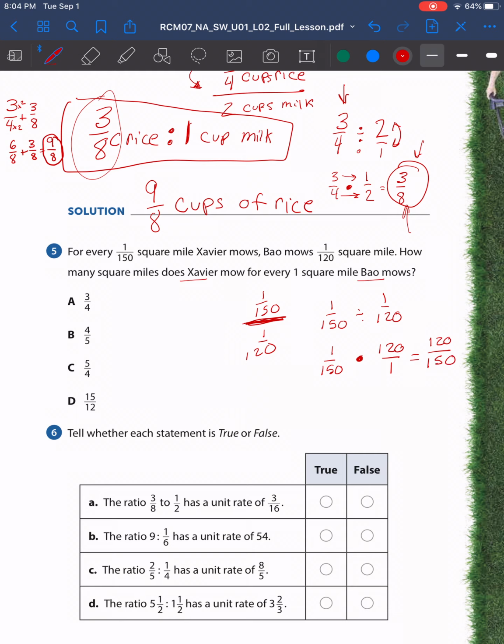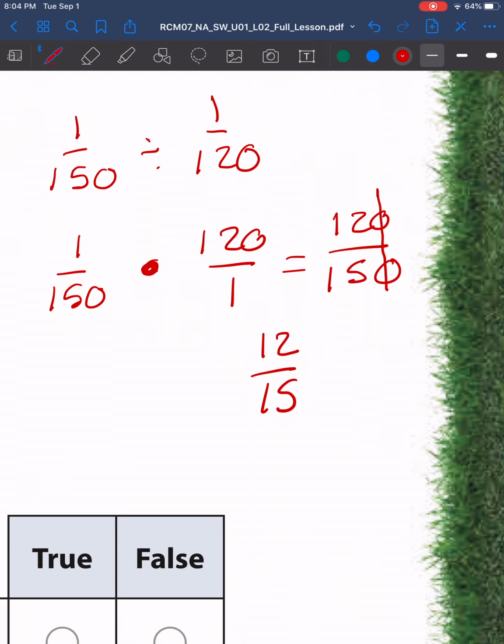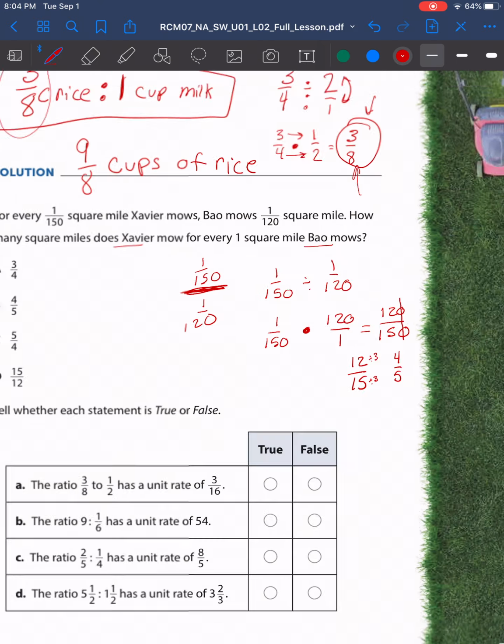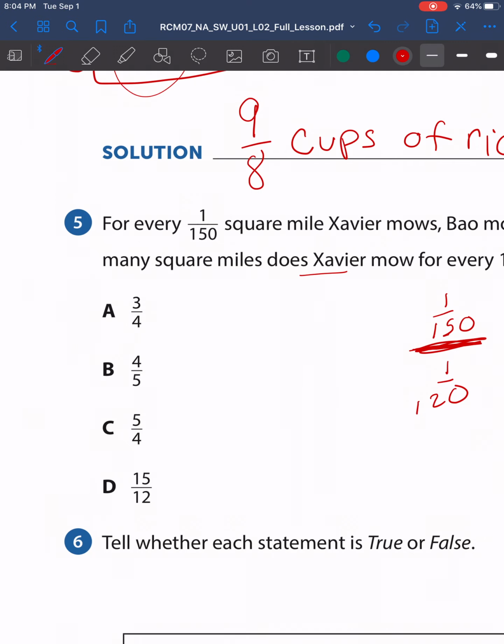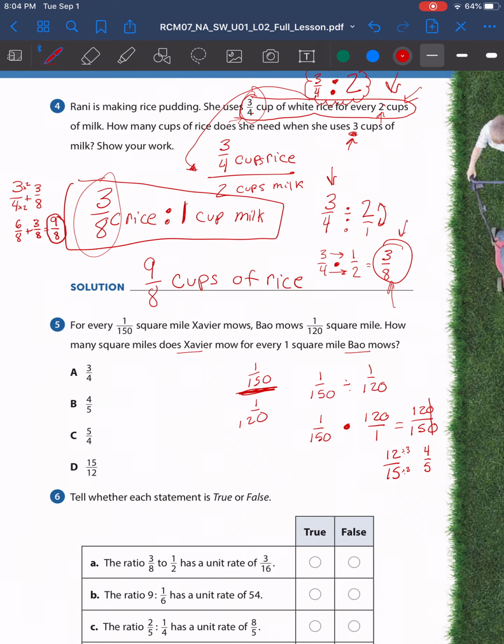Okay? Can I reduce that? Well, if I have a 0 and a 0 in the same place, I can cross those out. So it's 12/15, but can I reduce that even further? I can divide 12 by 3 and 15 by 3 and get 4/5. Okay, so for every 1 square mile Xavier does, Bao does 4/5.